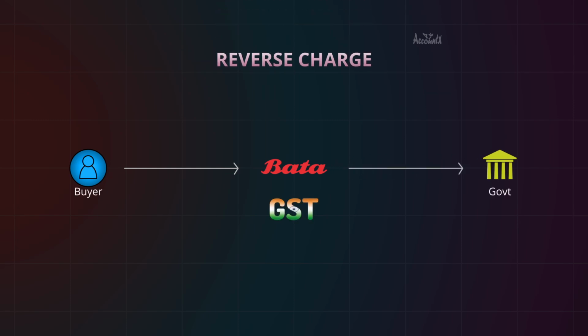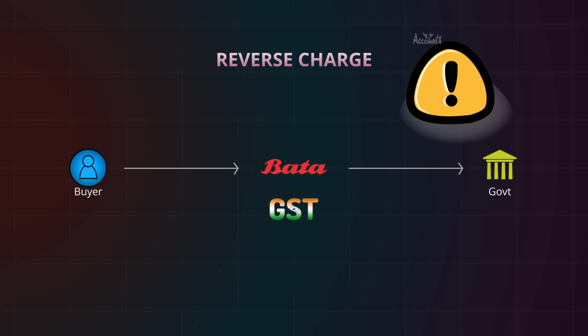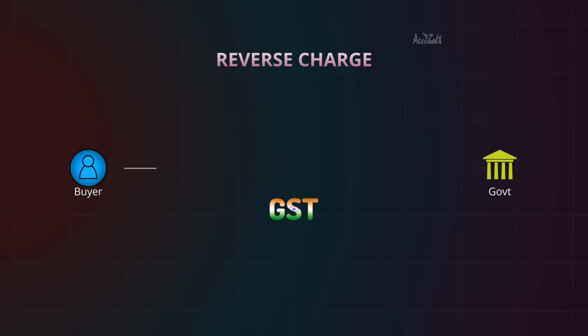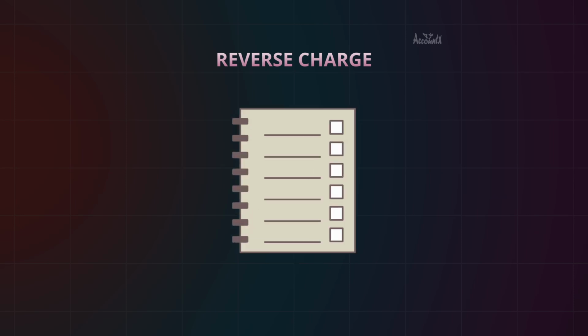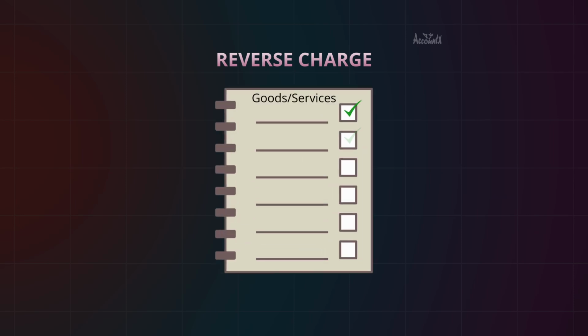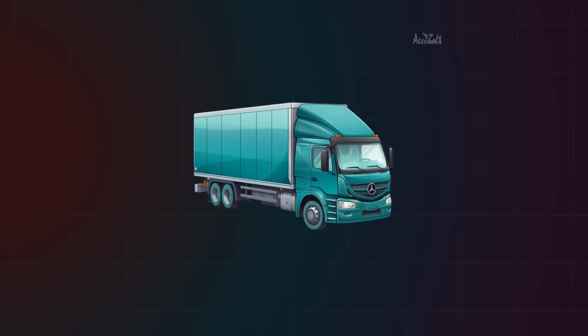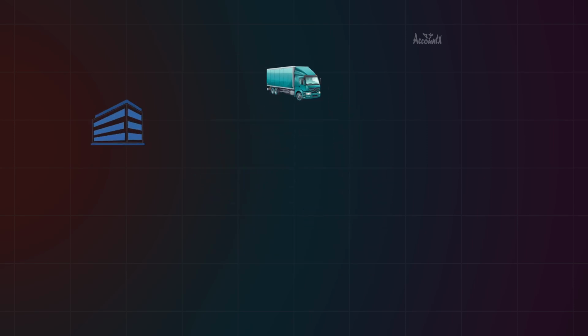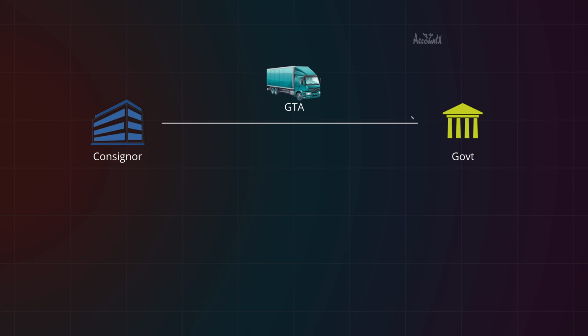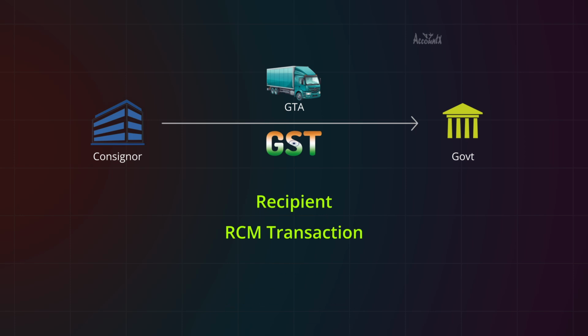But in RCM, the concept is slightly different. Here, instead of the supplier, the buyer or the recipient is liable to pay GST to the government. And this RCM is applicable only on certain specified goods or services. For instance, if you avail GTA services for your business, being the consignor, you have to pay GST unless the GTA has opted for forward charge, because you are the recipient and this transaction is covered under this RCM list.